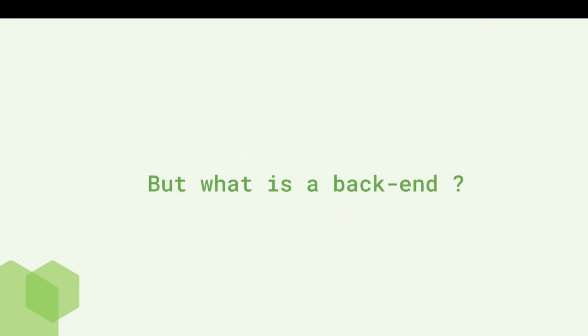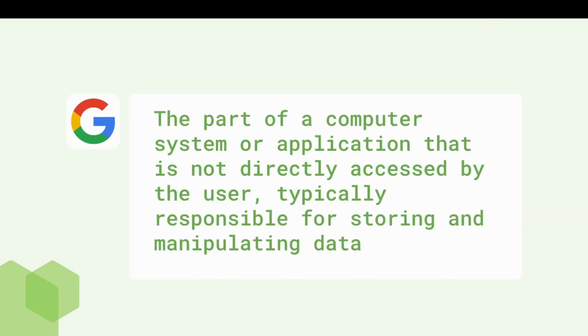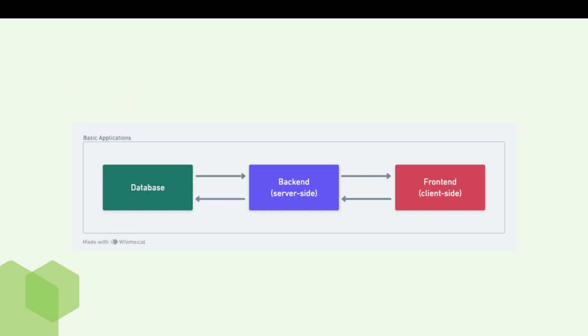So anyways, what is a backend? This is what Google has to say and I'm not going to read this. We'll instead look at this image. So this is how a modern day web application looks like in its simplest form. So anyway, there are three main components: database, backend, and a front end.